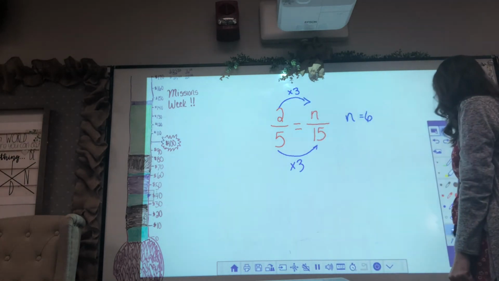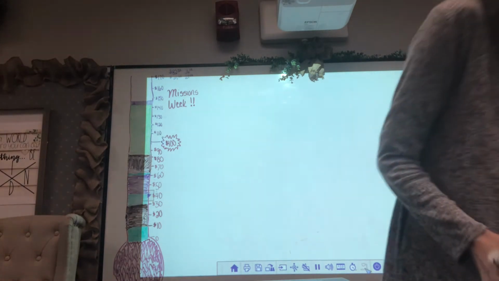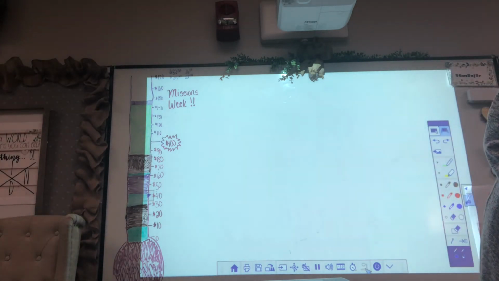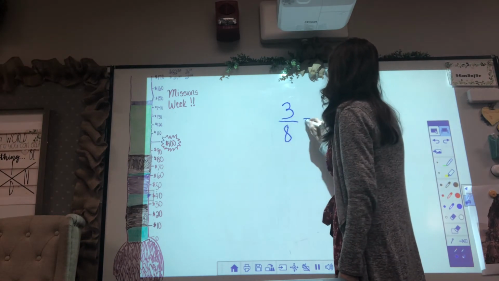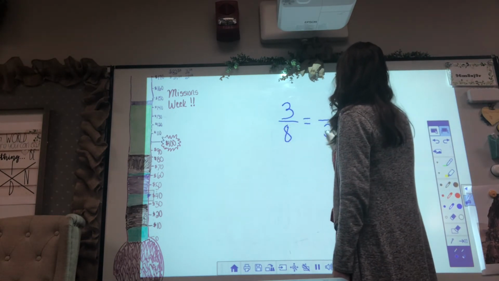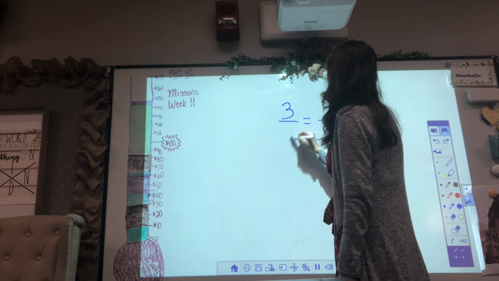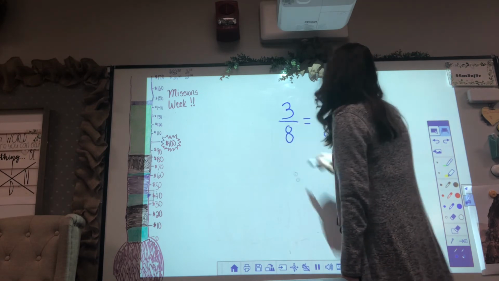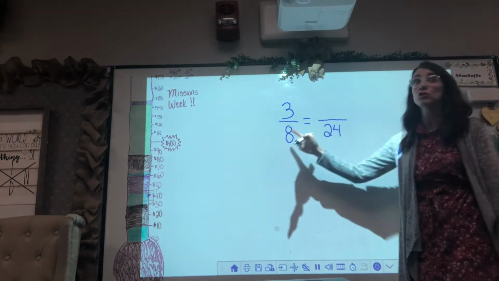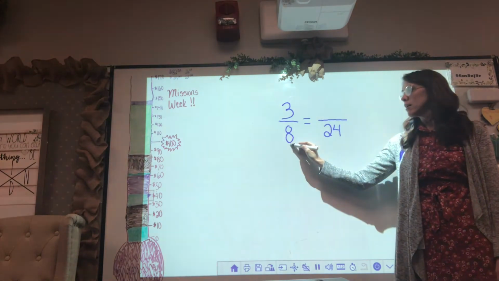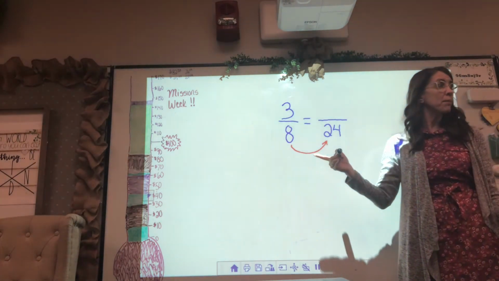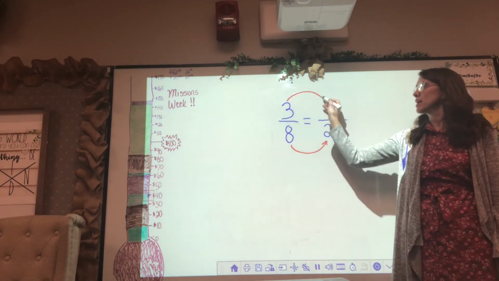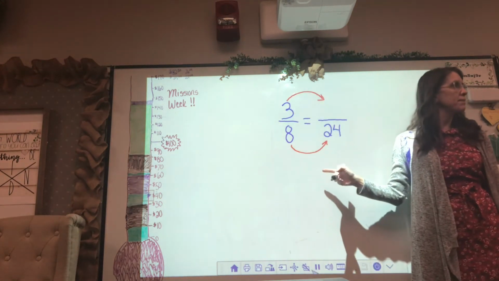Let's try another one of those. These are kind of fun. Let's try 3/8 equals what over 24? All right, remember, you have to figure out with the numbers you've got, what did I do here? What operation, what number, and then I need to do the same thing here. What did I do right here, Riley?